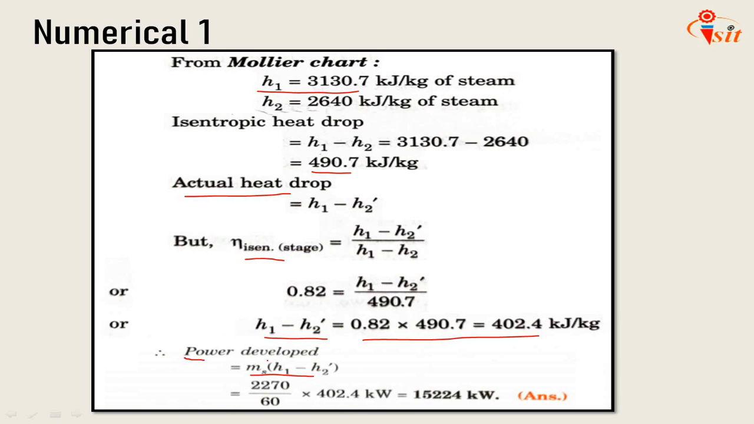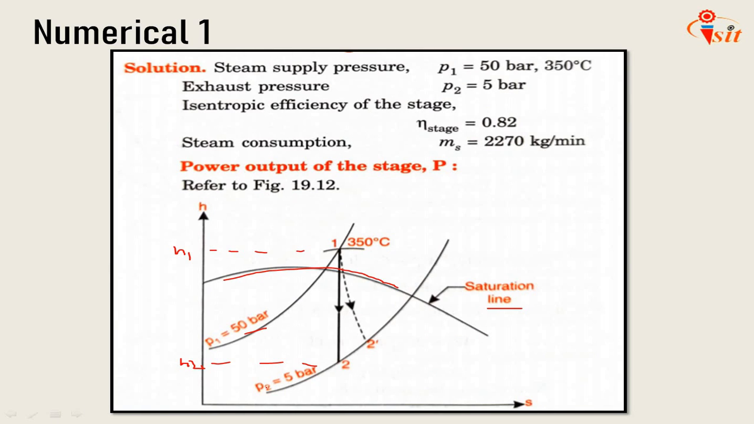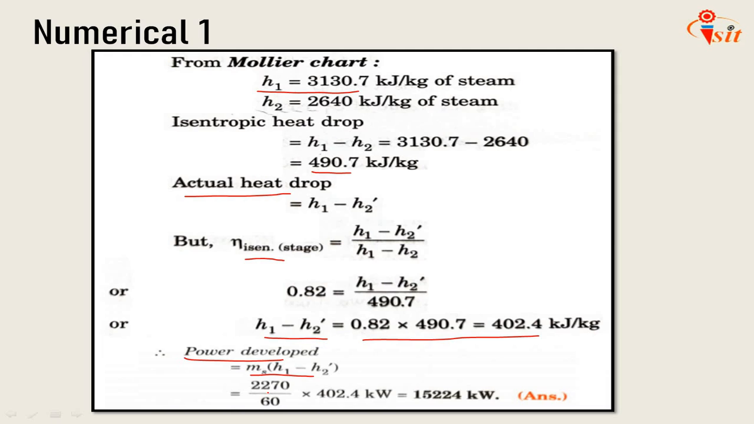Now the power developed will be ms times h1 minus h2 dash. Ms is 2270 kg per minute, so we need to convert it into seconds. Divide by 60 and multiply by 402.4, and it comes to 15224 kilowatt. So that much power is developed from this stage.